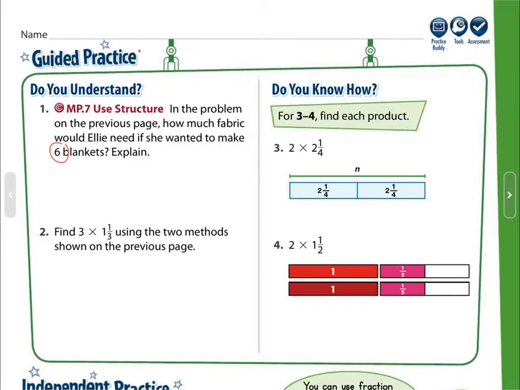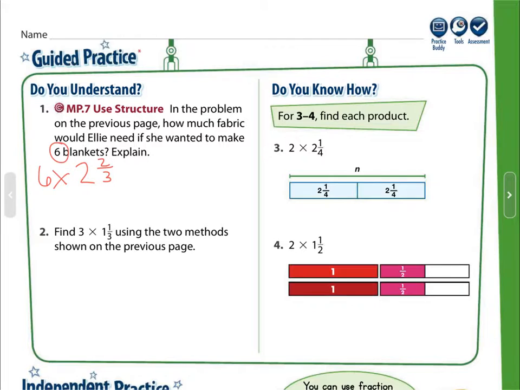So please excuse the intercom that just cut in. So in the problem with Ellie and her blankets, she needed 2 2/3 yards of fabric for each blanket. So our equation is going to be 6 times 2 2/3.